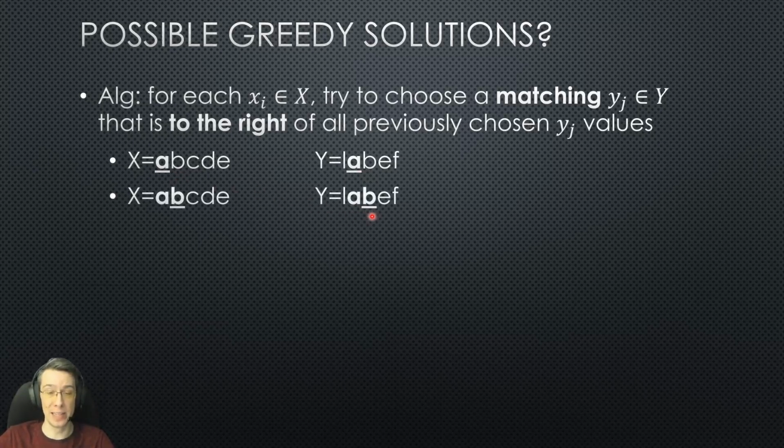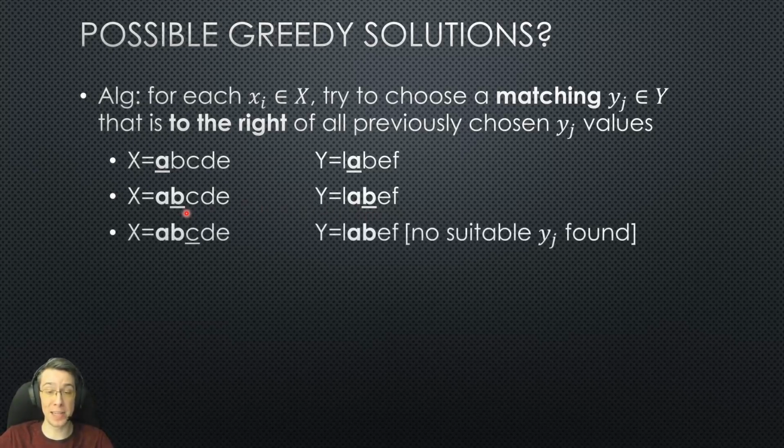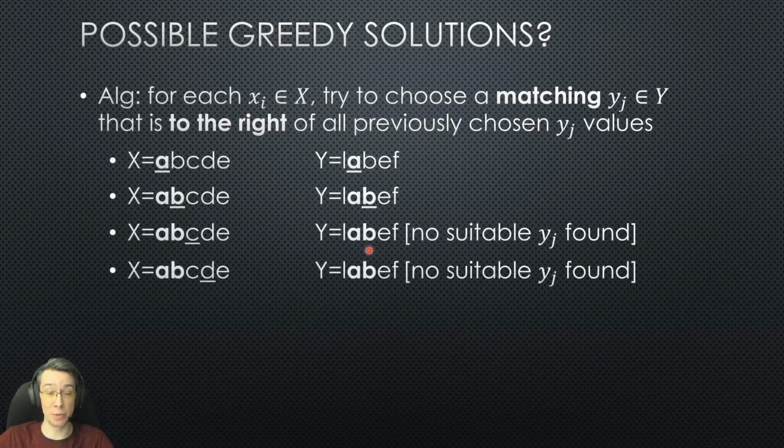Okay, we found one. Now we'll go to C, and we'll try to find a matching C to the right of B. Well, there is no matching C. Then we'll try to find D. There's no matching D. We'll try to find an E to the right of B, and we do find the matching E. Okay, so in this case, the proposed greedy algorithm came up with the optimal solution, ABE.